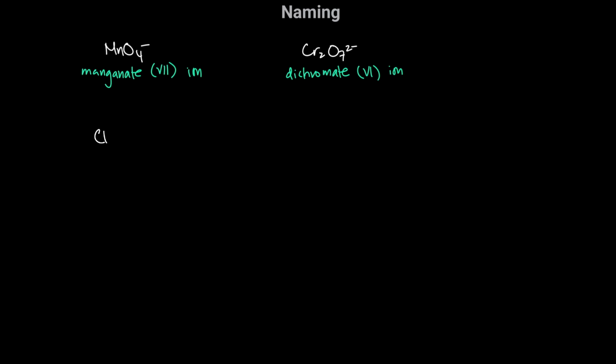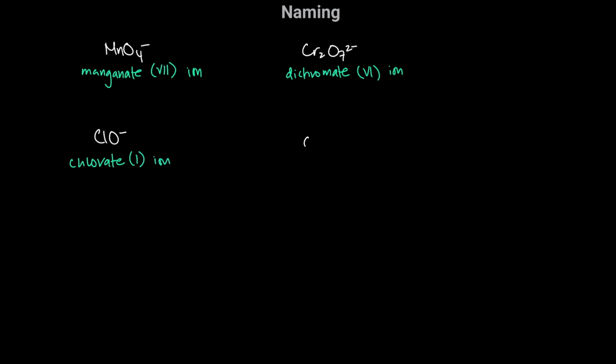Then we have ClO-. Now over here, let's say that the oxidation number of chlorine is X. We know that oxygen is -2, so X plus -2, and the overall oxidation number is -1 because the ion has a 1- charge. So X comes out to +1. So the oxidation number of chlorine here is +1. So this anion is called the chlorate 1 ion.